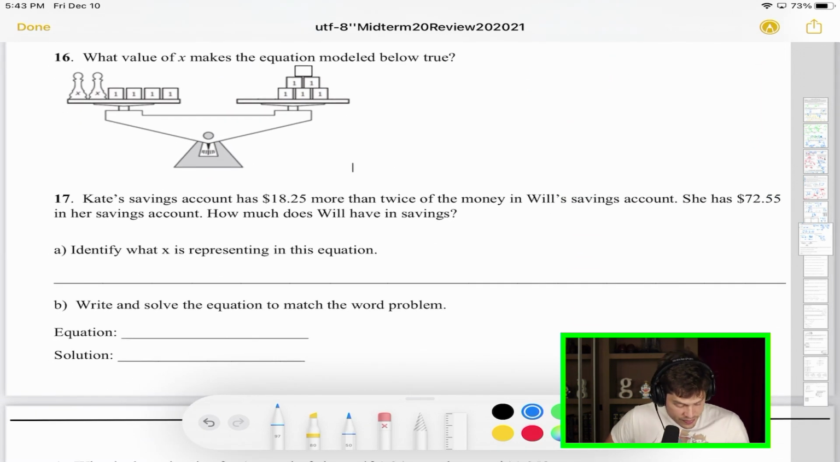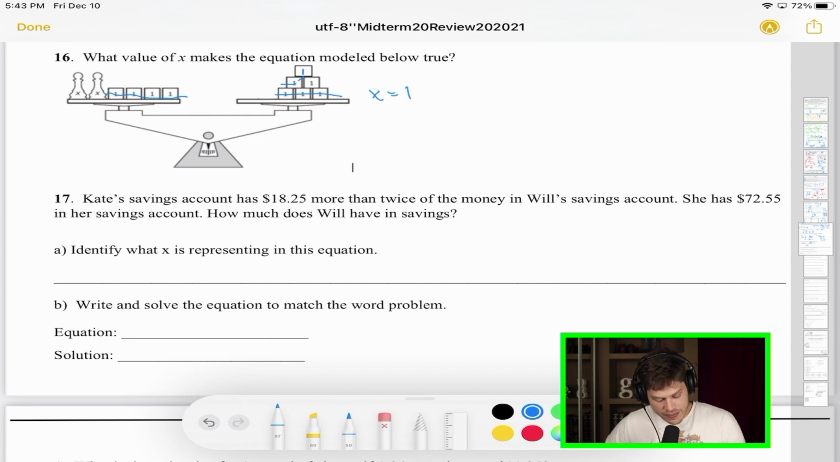Okay, what value of x makes the equation modeled below true? Well, I'm going to assume that this empty box is 1. If you do that, we'll mark out 4 here, mark out 4 here. You have 2x left to make 2 1s. So x equals 1. A little bit confused on this number 16. If I, for whatever reason, did this one wrong, let me know. I did kind of assume that this empty block here was a 1. But let me know down in the comments if you're getting to this question and you're like, whoa, Griffin, that's not right. Let me know.